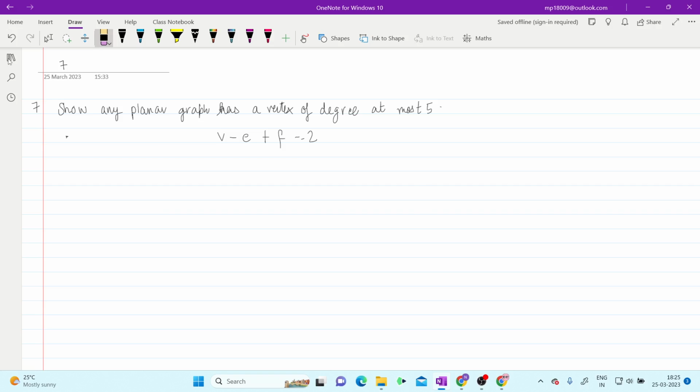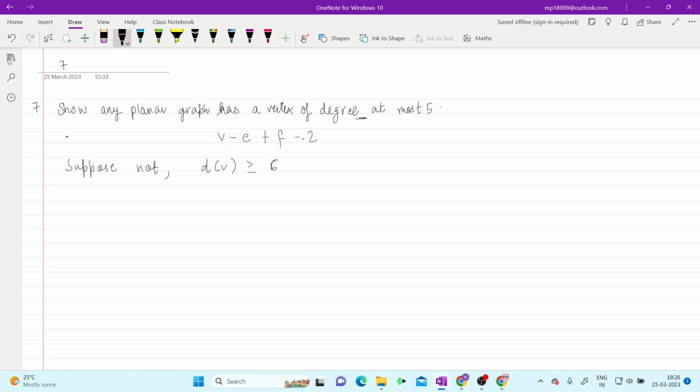So we show this by contradiction. Suppose not. This was also proved in lecture, but this is important. If we are proving it by contradiction, we assume that the degree of each vertex is greater than or equal to 6.